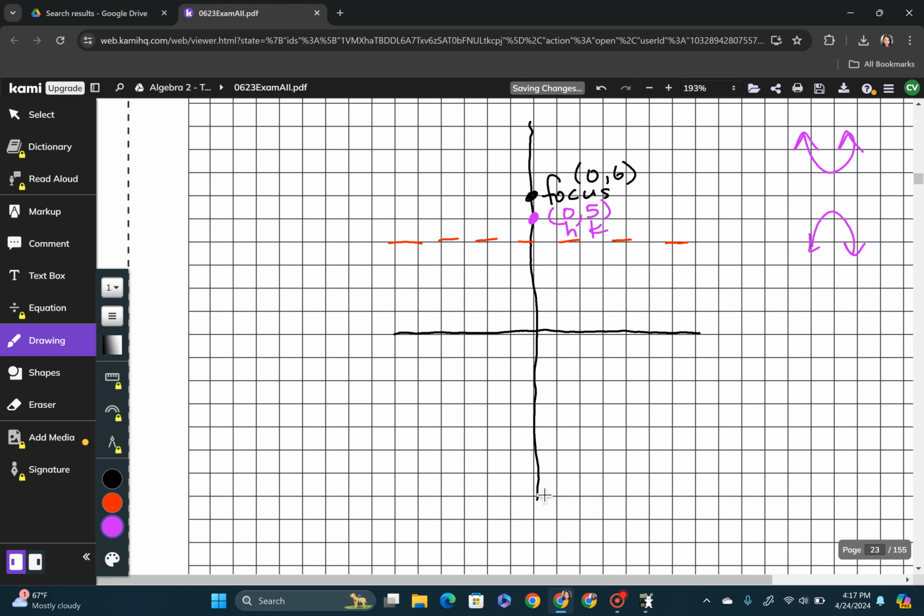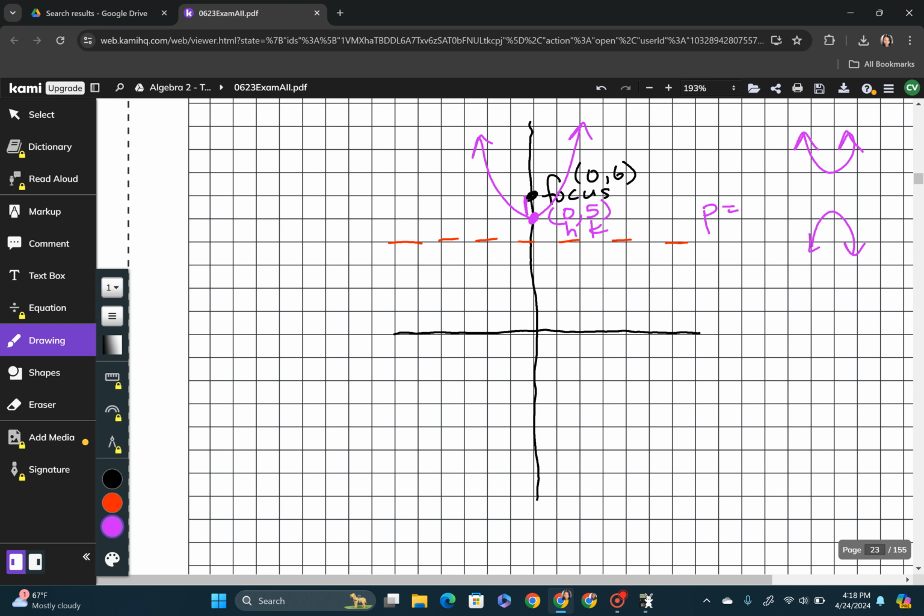It's going to be facing towards the focus. It can never cross my directrix, so it's never going to look down, okay? All right, so that means that my P is equal to this distance right here, which is just 1. P is 1, and it's positive because my directrix is facing up.